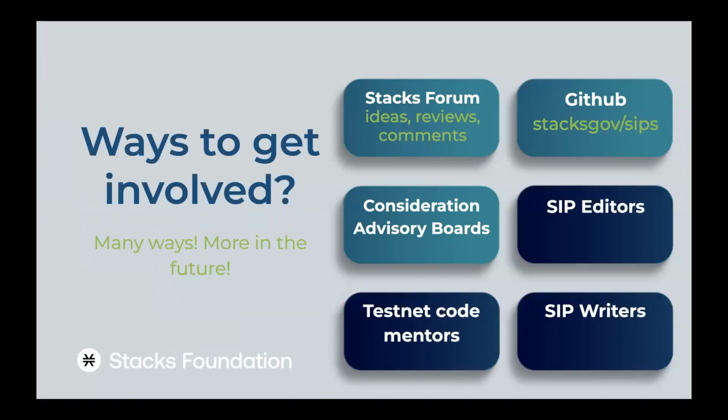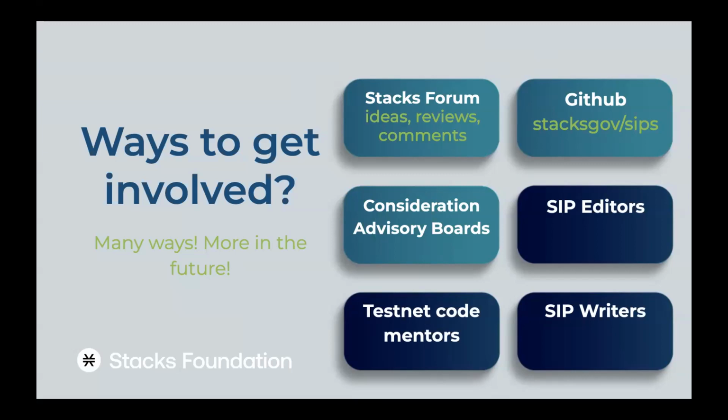So how can you get involved? Currently you already can contribute by posting ideas, posting comments on the Stacks forum or Twitter even, but the forum is probably more organized. You can post on GitHub. You can join one of the CAPs, the consideration advisory boards, which will review some of the SIPs, and only when they get turned into recommended, then more people will review the stuff.